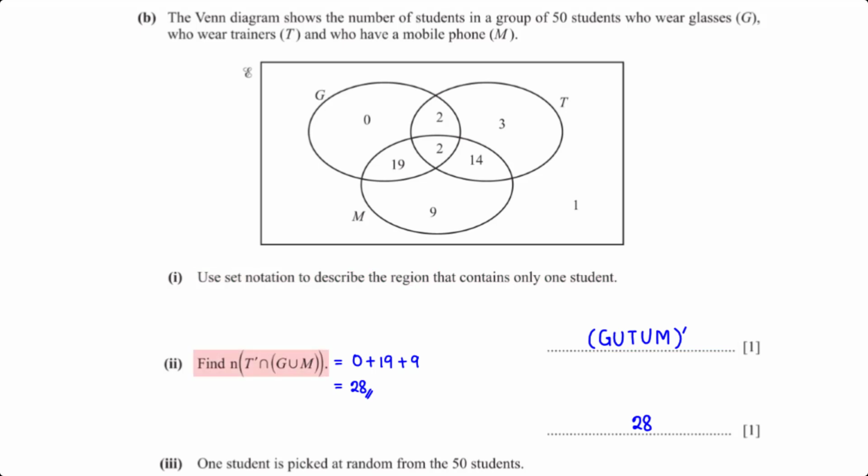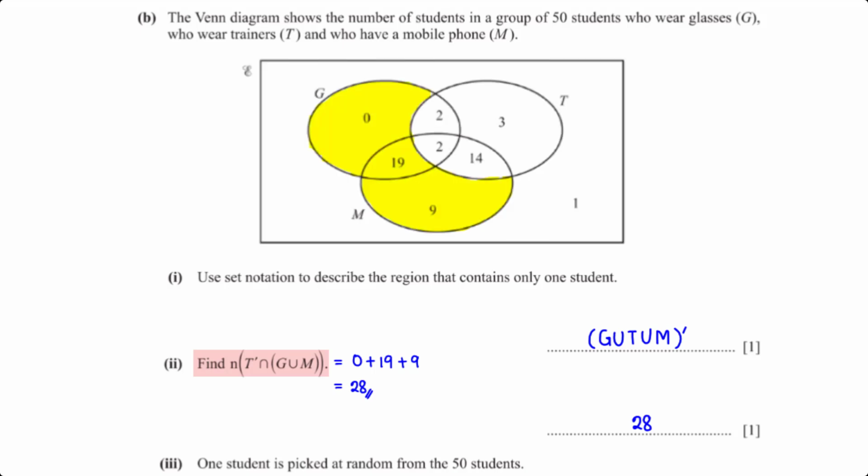Find n of T complement intersection G union M. In other words, we are to find the number of students who wear glasses or who have a mobile phone but do not wear trainers. After shading this region on the Venn diagram, we see that the number of people in the region are 0 plus 19 plus 9, which is equal to 28.